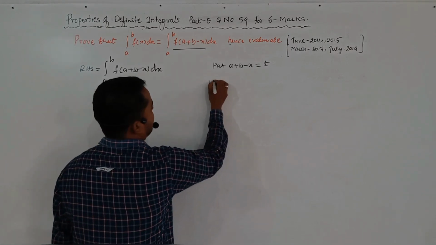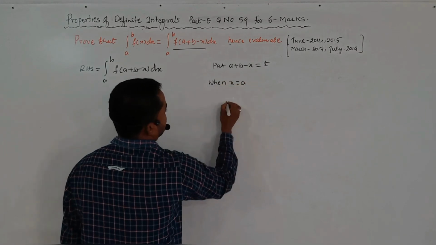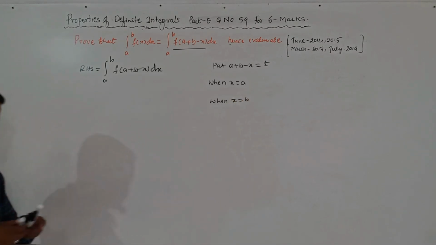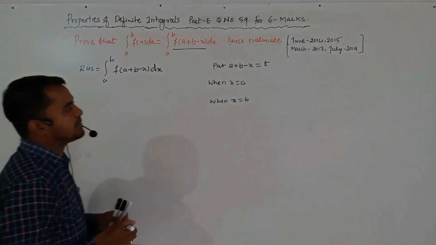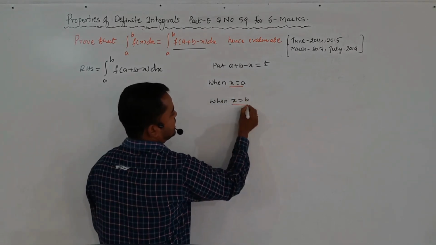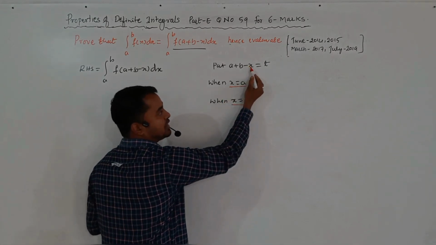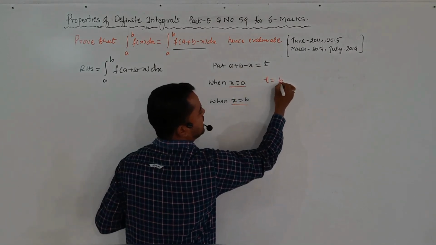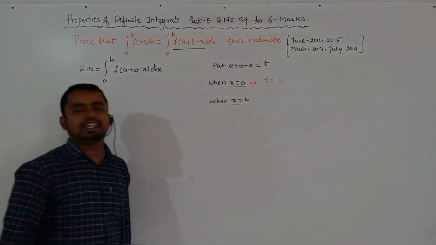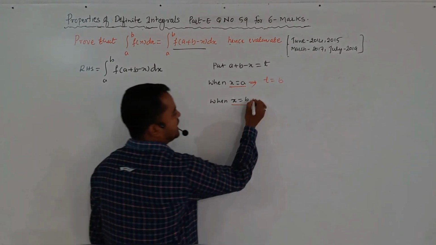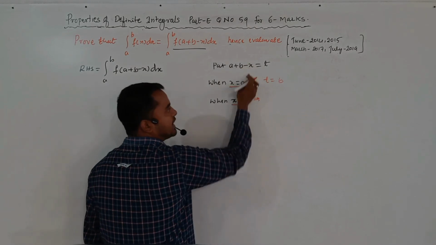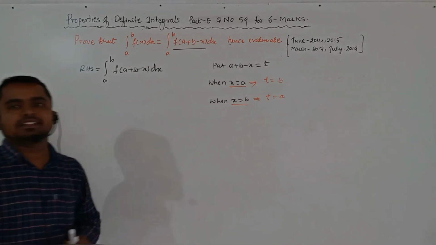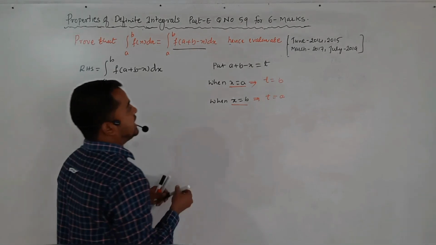When x is equal to a and x is equal to b, see here, when x is equal to a, if you substitute here, a plus a minus a cancel, t is equal to b. When x is equal to b, then t is equal to a plus b minus b, b cancels, t is equal to a. After changing the limits, write once again this one.